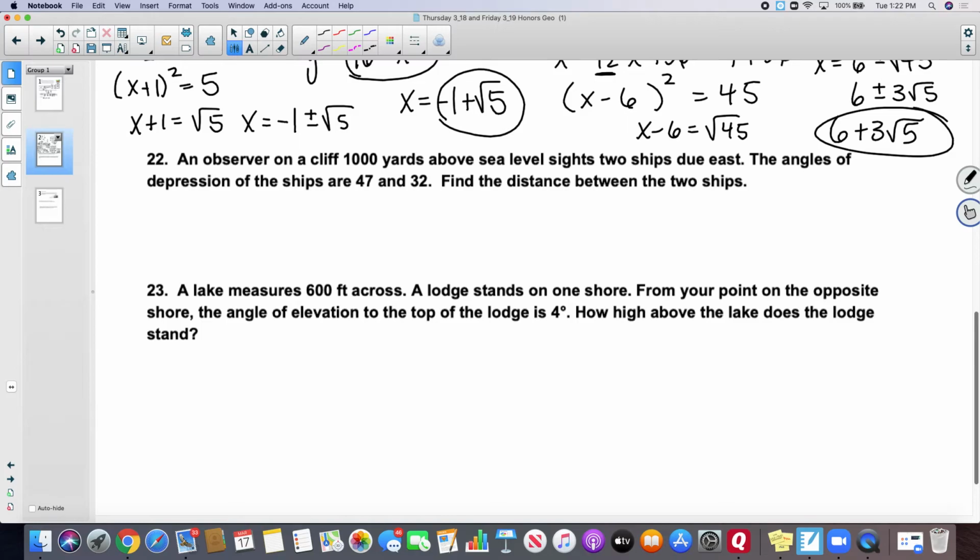All right, so an observer on a cliff 1,000 yards above sea level sights two ships due east. The angles of depression of the ships are 47 and 32. All right, so we have this cliff that's 1,000 yards above sea level, and it sights 2 ships due east. So you're going to have a ship. Don't forget how good I am at drawing boats. And the angles of depression of the ships are 47 and 32.